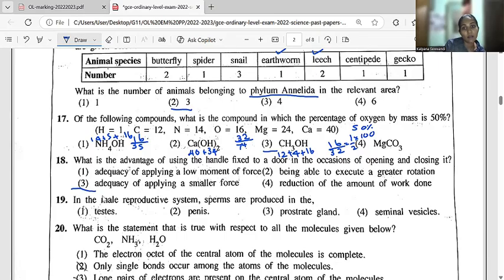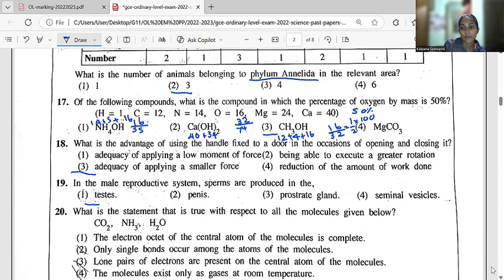In the male reproductive system, sperms are produced in the testis. 20.